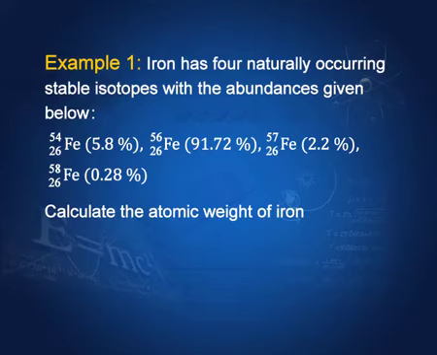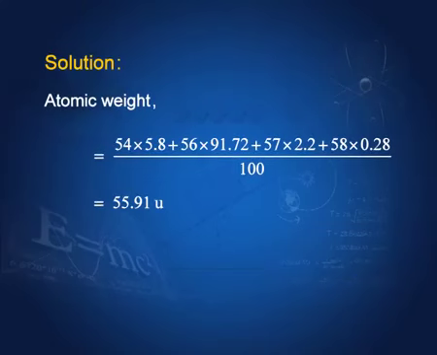Say for example, iron has 4 naturally occurring stable isotopes with the abundances given below. Iron 54 has abundance 5.8%, iron 56, which is the most stable one and most abundant, has abundance 91.72%, iron 57 has abundance 2.2%, and iron 58 has abundance 0.28%. So, you can now find the atomic weight. It is 54 into this, plus 56 into this, plus 57 into this, plus 58 into this, divided by 100. That is therefore the atomic weight of the iron nucleus, 55.91 U.